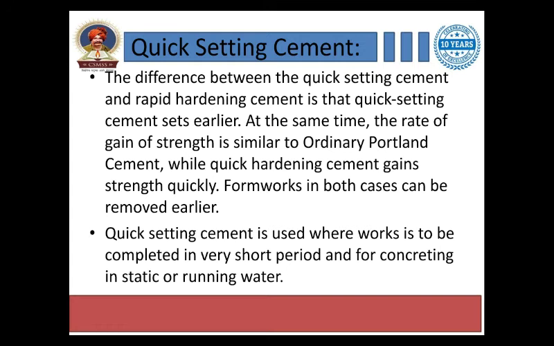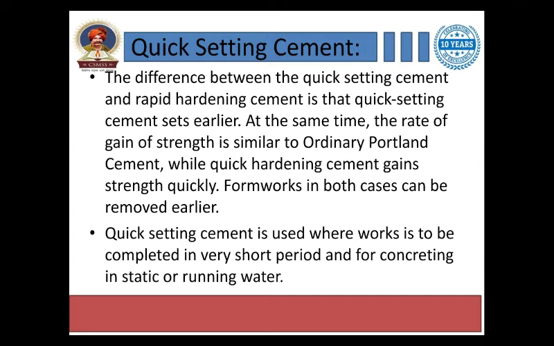Then quick setting cement. This name shows the property of the cement itself, right? The difference between quick setting cement and rapid hardening cement is that quick setting cement sets earlier, right? What is the difference between rapid hardening and quick setting? Quick setting cement sets quickly at an earlier stage. At the same time, the rate of gain of strength is similar to the OPC, right? It means it doesn't gain strength faster, it just sets in earlier time compared to the ordinary Portland cement, while rapid hardening cement gains strength quickly, right? What we had seen is that the 3-day strength of rapid hardening cement equals the 7-day strength of OPC. And here in quick setting cement, there is no difference between the strength of OPC and quick setting cement. There is just a difference in the setting time of cement.